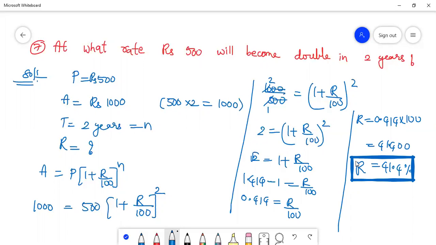The amount is doubled in 2 years, which means the rate of interest we are getting is 41.4%, the same as in the previous question and this question. Okay, here within 2 years the amount is doubled. What is the rate of interest? The rate of interest is 41.4%.